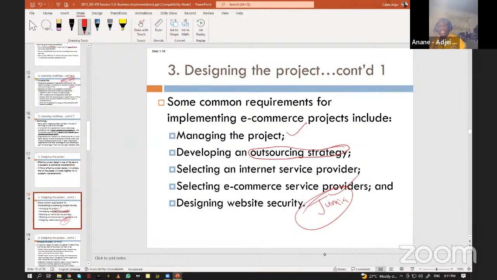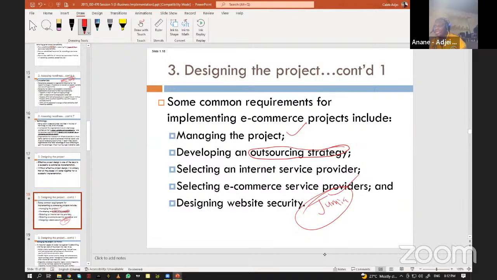So if you have a product that you want to sell, you want people outside the country to be able to see and be able to buy from you here in Ghana, then Jumia has that kind of e-commerce platform. So Jumia is an example of an e-commerce service provider.